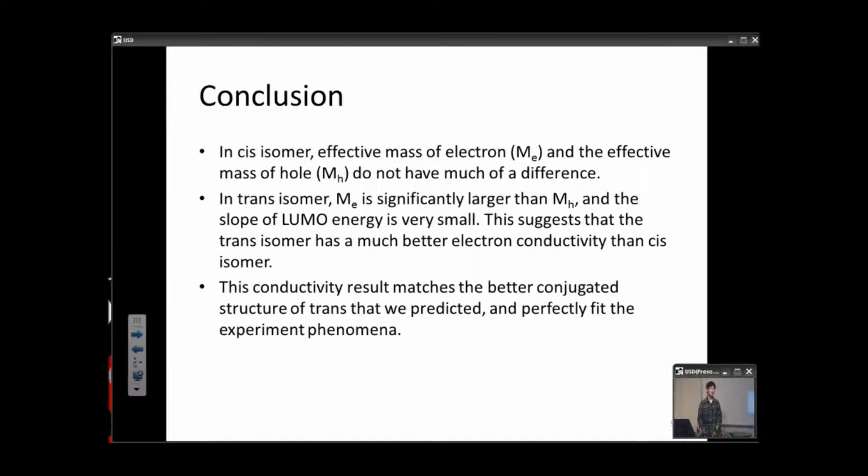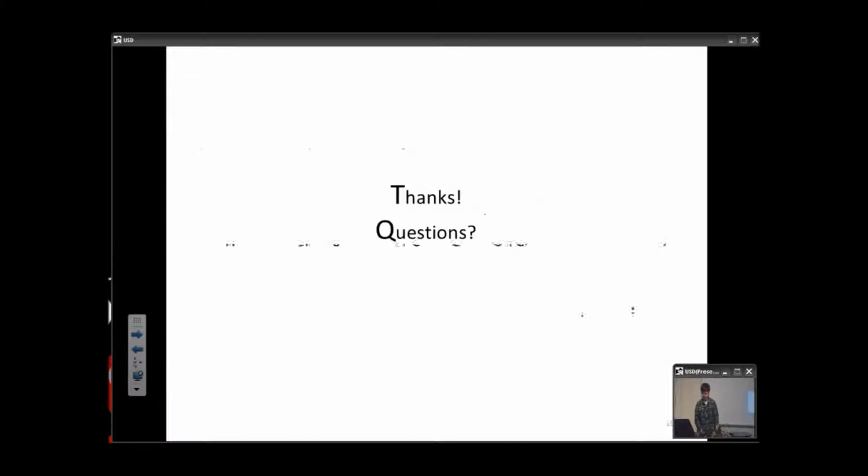And last, I have this compound from our lab, and we did cyclic voltammetry for this compound. The experiment shows that the trans structure does have better conductivity than the cis, which is exactly the same as the results I calculated.